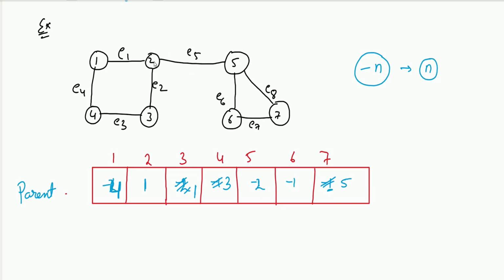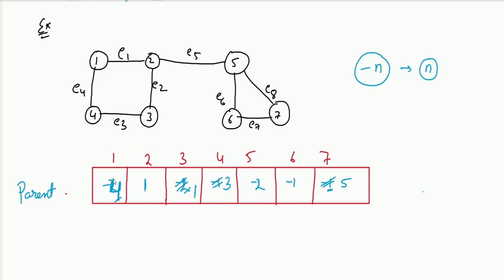Let's suppose we now try to add 2 and 5. 2's parent is 1, and 1's parent is -4, so 1 is the representative element of this set. And 5's parent is -2, which means 5 is the representative element of its set. We are doing union by weight, so we compare the weight of 5, which is -2, with the weight of 1, which is -4. It means 1 has more weight.